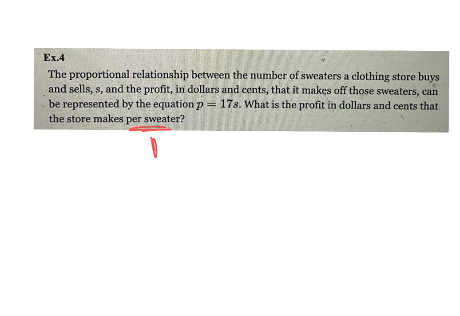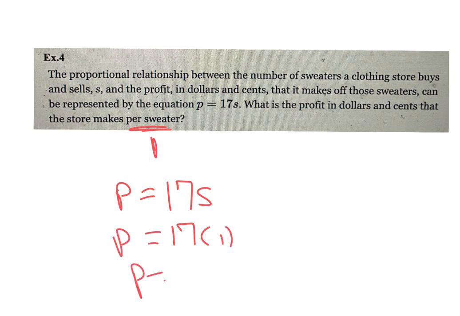So to figure out profit, you're going to have to multiply 17 times the amount of sweaters to figure out how much that is. So it'd be 17 per sweater. That's just 17 times 1. And your profit is going to be $17.